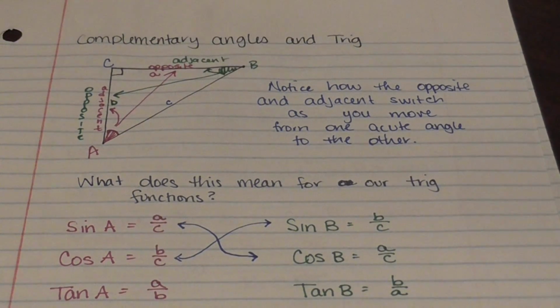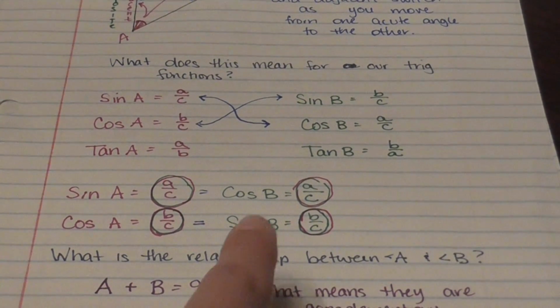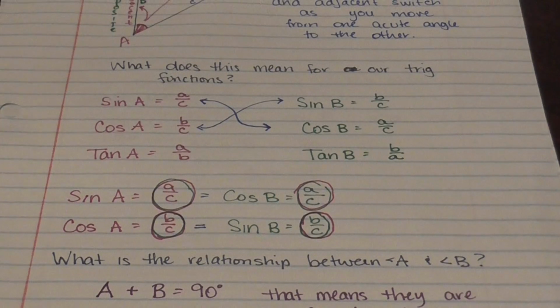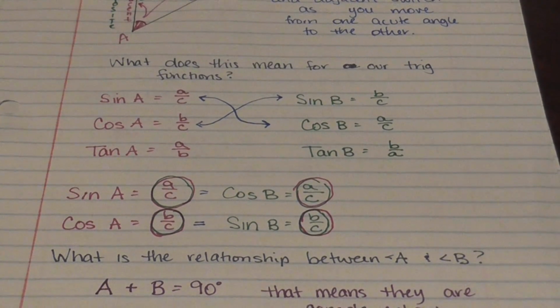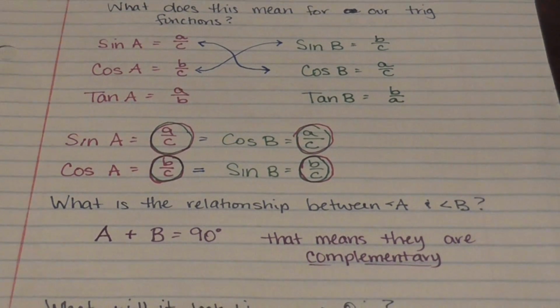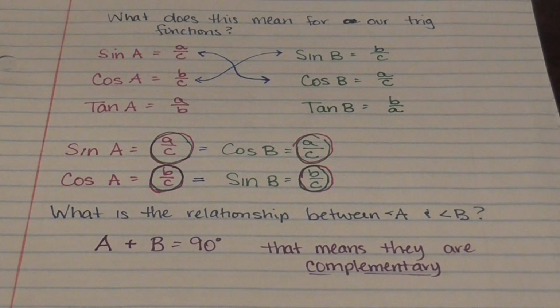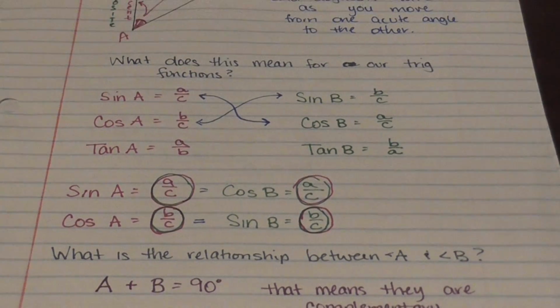Cosine of A is B over C, and sine of B is B over C. So they're the same. The relationship between angle A and B is that they add up to equal 90 degrees. So they are complementary.